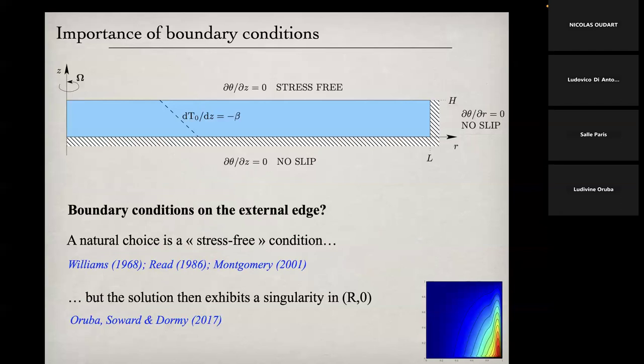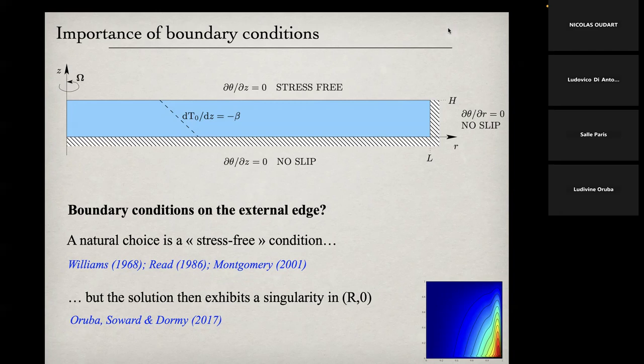Regarding the boundary conditions, for the bottom plate, we choose a no-slip boundary condition. For the top of the domain, we choose a stress-free boundary condition. And concerning the outer edge of the domain, it's a bit more complicated, because actually this outer wall is something which is totally artificial, because in a real tropical cyclone, it's open to the atmosphere.